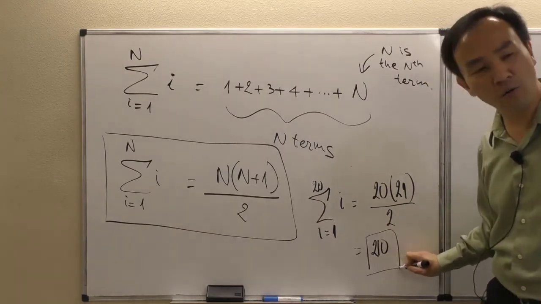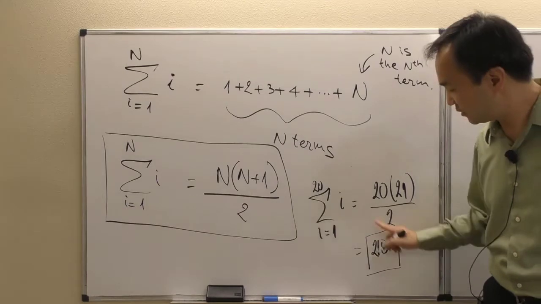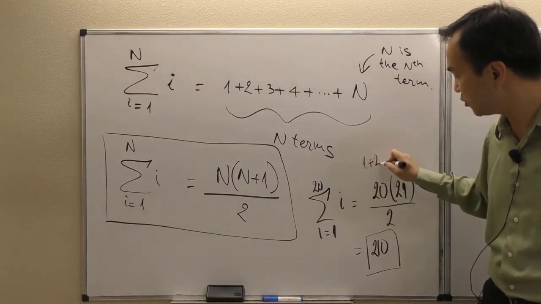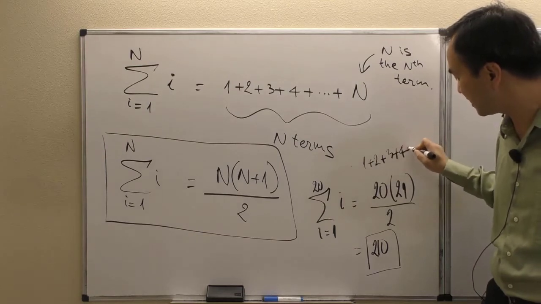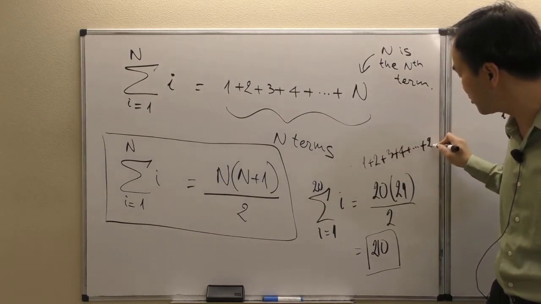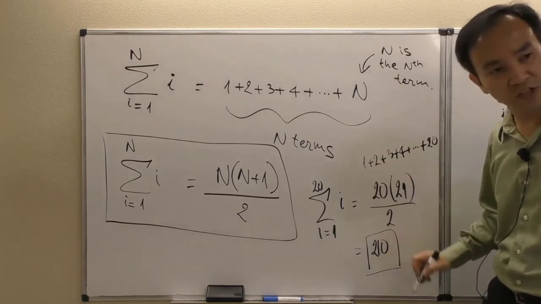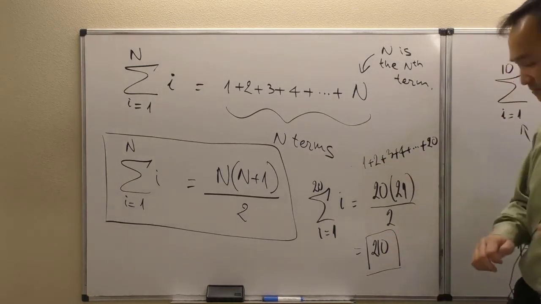Okay, and you can always pause the video lecture here to verify for me by rewriting this sum as 1 plus 2 plus 3 plus 4 plus, and keep adding until you reach 20. That sum right here, that lengthy sum, will equal 210. Okay.